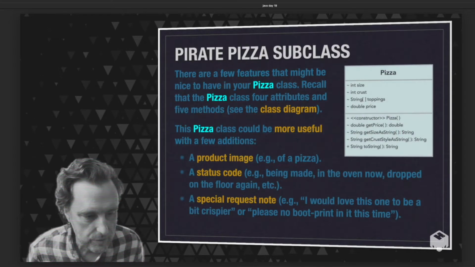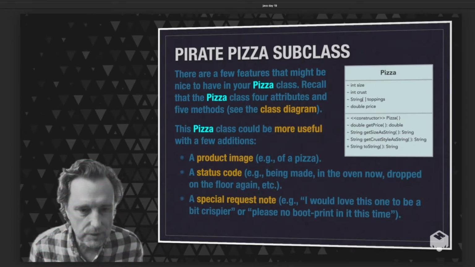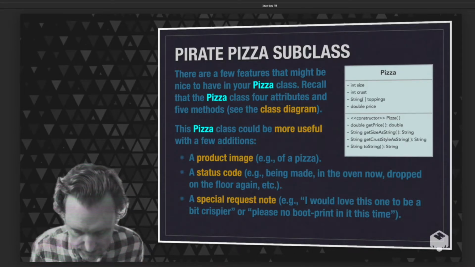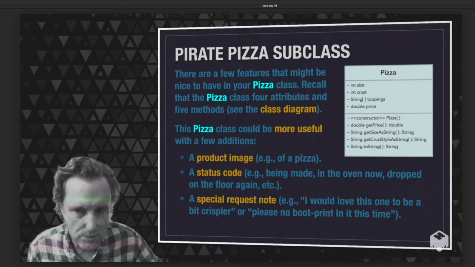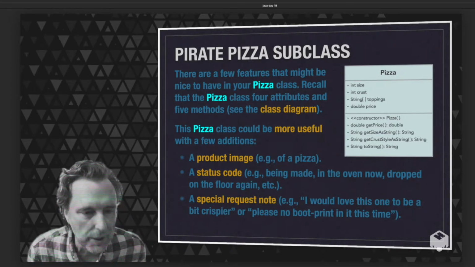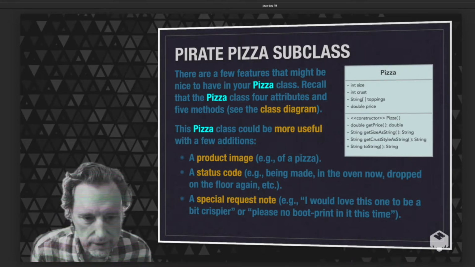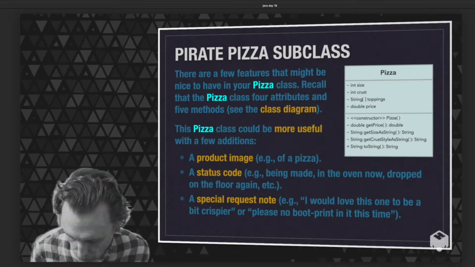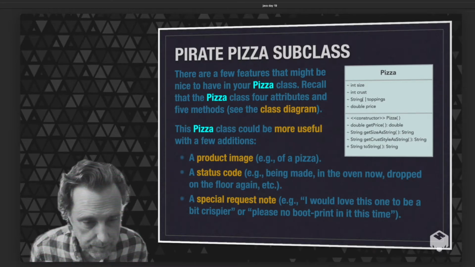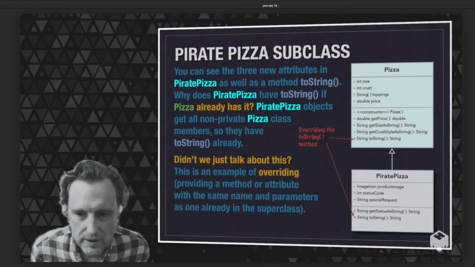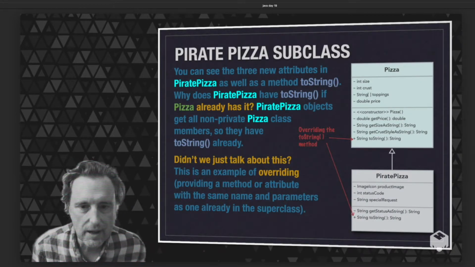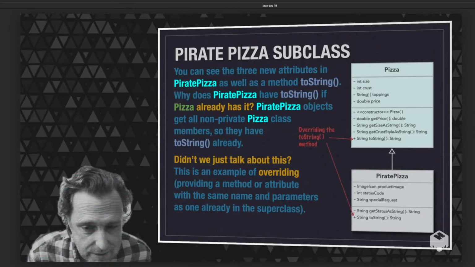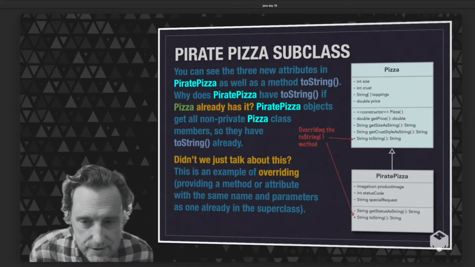So we also did look ahead a bit to next steps we wanted to take with the pizzeria point of sale. The idea is we want to add some features to the pizzeria point of sale that adds a product image, a status code, and a special request note to each pizza that we order. So we don't have all of the skills to do that yet, but we will get a lot of them today. The UML, just as a high-level overview so that you can see where we're going, is we're going to create a PiratePizza subclass, and it's going to inherit from the Pizza superclass.